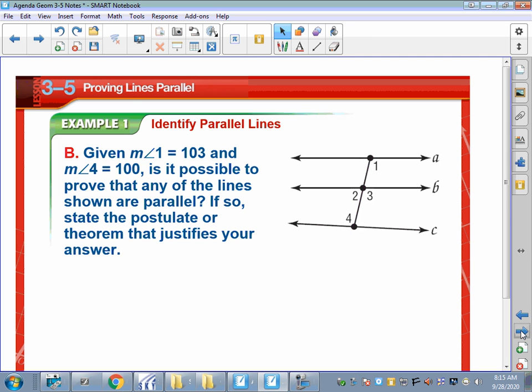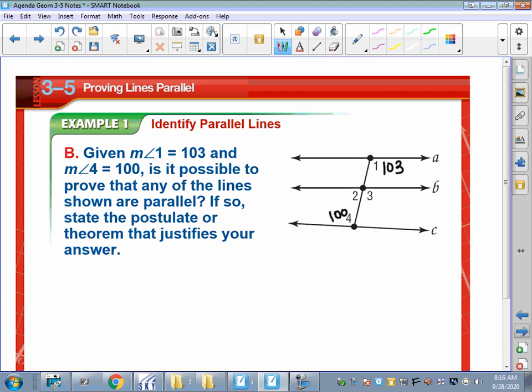So on the back, given that the measure of angle 1 is 103, and the measure of angle 4 is 100, is it possible to prove that any of the lines shown are parallel? If so, state the postulate or theorem that justifies your answer. Well, those two angles are different angles, right? That's kind of a problem.